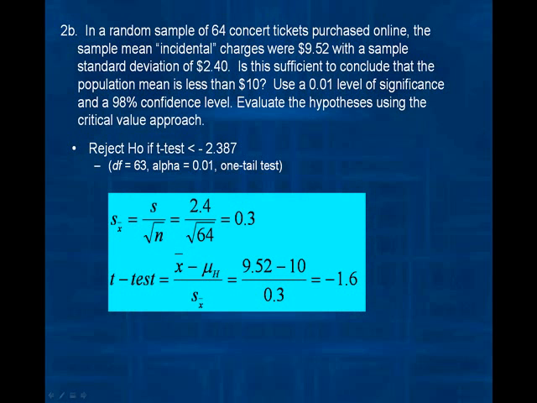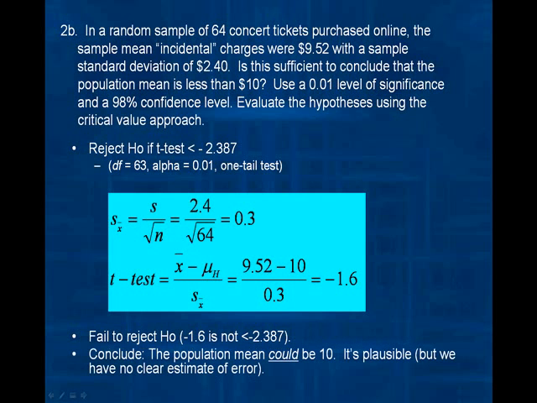So our standard error is the sample standard deviation divided by the square root of n. That comes out to be 0.3. And our test statistic, t-test, is the sample mean minus the hypothesized population mean over the standard error. And that's 9.52 minus 10 over 0.3, which is minus 1.6. So that means that the 9.52 is 1.6 standard errors below the hypothesized mean.